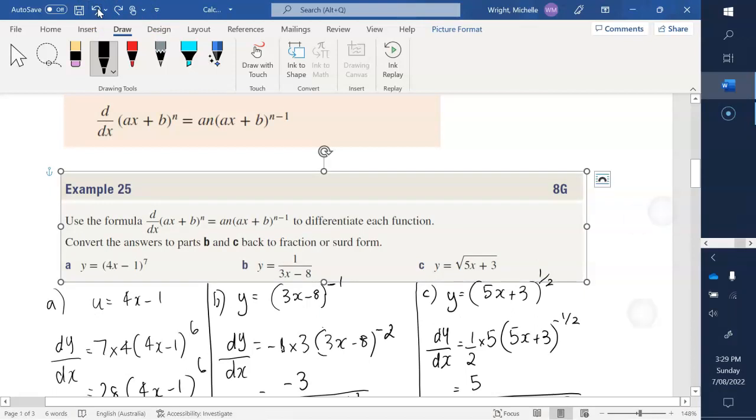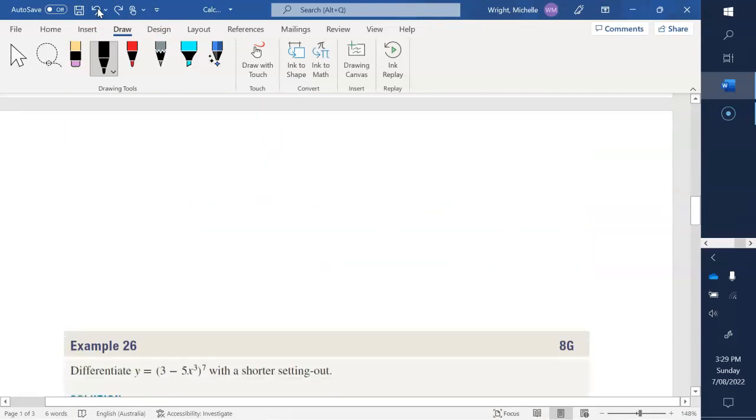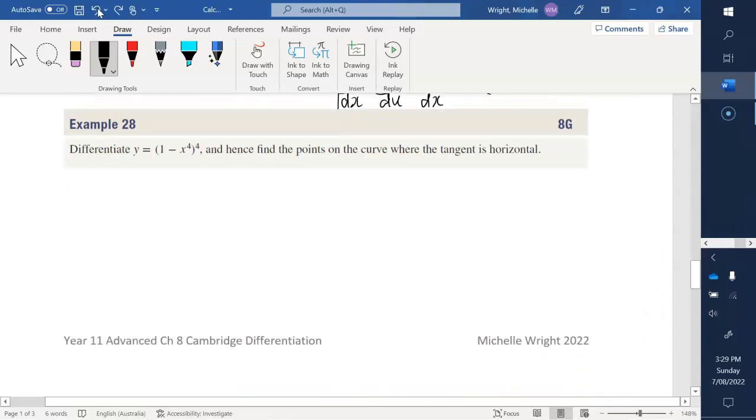Sorry, we just had a little mistake there with the spreadsheet. Where are we down here?